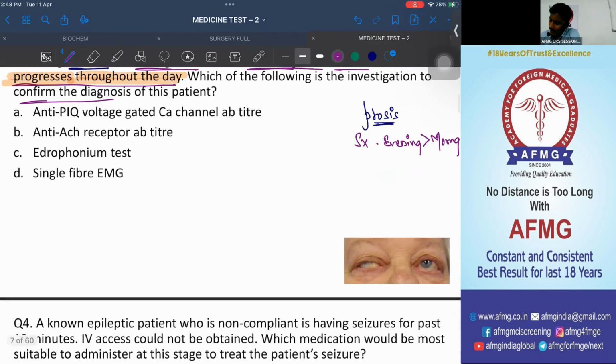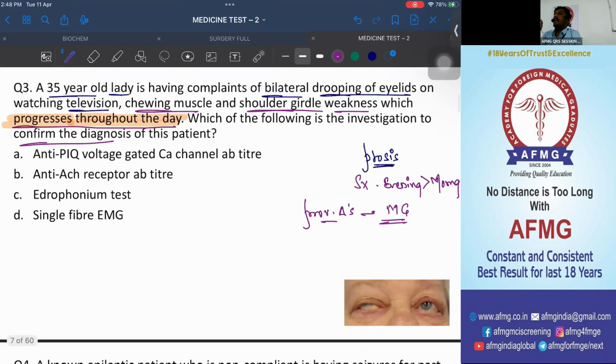Now, what is the provisional diagnosis? Shabash. All of you are right. It is myasthenia gravis. Now, myasthenia gravis, we know. Myasthenia means weakness of the muscles. The patient will have weakness of not only the facial muscles, but all the muscles of the body, including the extraocular muscles. Every muscle of the body will be weaker. Why? Because muscles are not able to contract. And why are these muscles not able to contract?